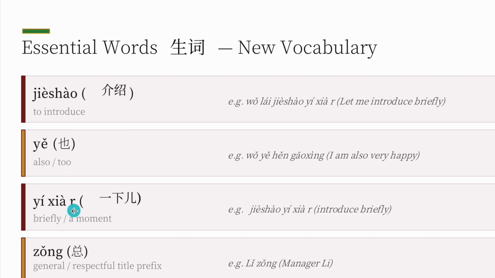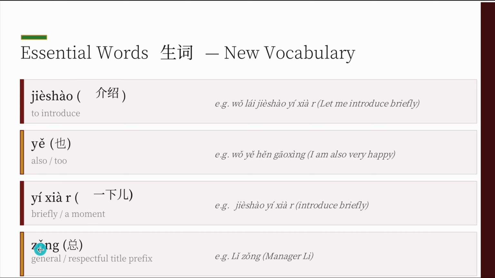一下 means briefly, for a moment. It is used when you want to describe a short action that you just want to perform briefly. Most times it's paired with 介绍一下. Introduce briefly. Then the last but not the least is 总.